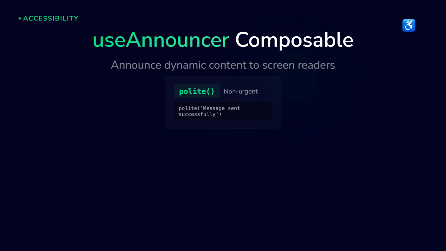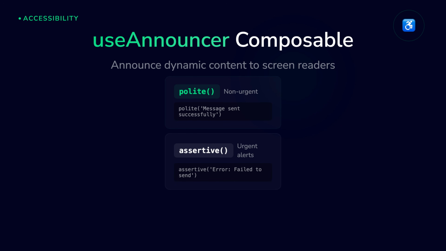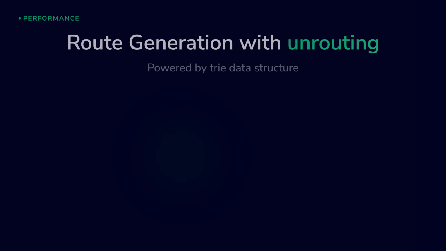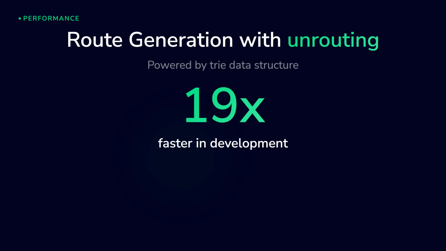Accessibility gets a boost with useAnnouncer. Announce dynamic content changes to screen readers, perfect for form submissions, loading states, and search results. Just call polite or assertive from anywhere, and route generation just got 28 times faster in development.